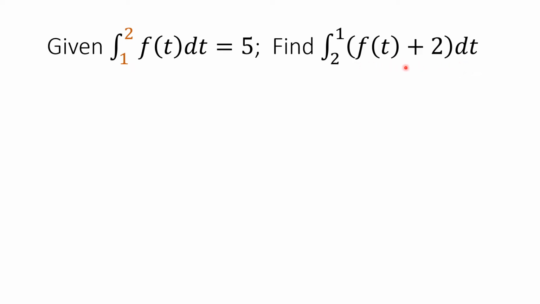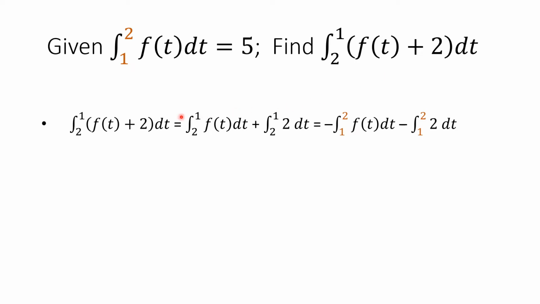The way to handle this one is to break it into two functions, and here are the two functions. Integration between 2 and 1 of f of t plus 2 dt equals integration between 2 and 1 of f of t dt plus integration of the number 2 between 2 and 1 dt.